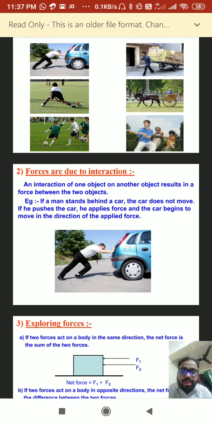For example, if a man stands behind a car, the car does not move. But if he pushes the car, he applies force and the car begins to move in the direction of the applied force. So in order to move the car, the person has to apply some force, which means that the person is coming into interaction with the car. So for a force to take place, interaction must happen.